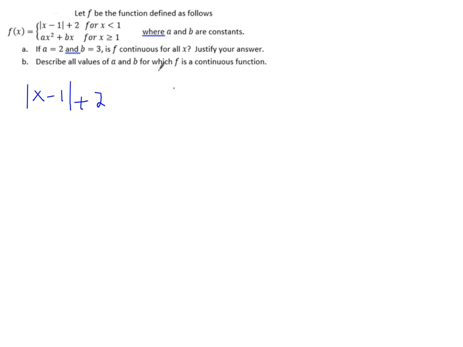And the other piece, which is ax squared plus bx, or when a is 2, 2x squared, and when b is 3, plus 3x, is also continuous for all real numbers. So the only question we then have is whether this is continuous at the point where the two different functions hit each other, which is at x equals 1. So we want to know if this equals the same thing at x equals 1.